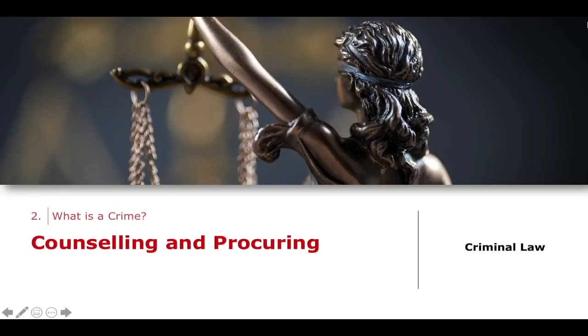So in the previous lesson, what we did was talk about the concept of aiding and abetting as part of the general idea of secondary participation in a crime, in the commission of an offence. This lesson is going to talk about the next two methods by which you can act in a way that gives rise to liability as a party to the crime. This is through counselling and procuring.